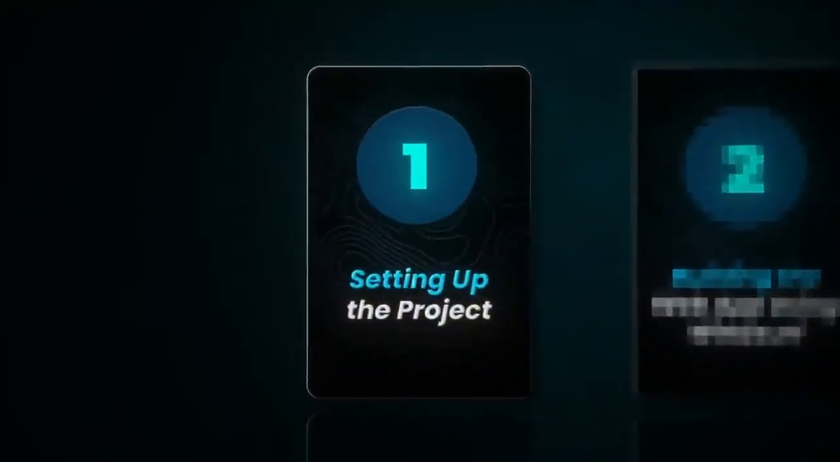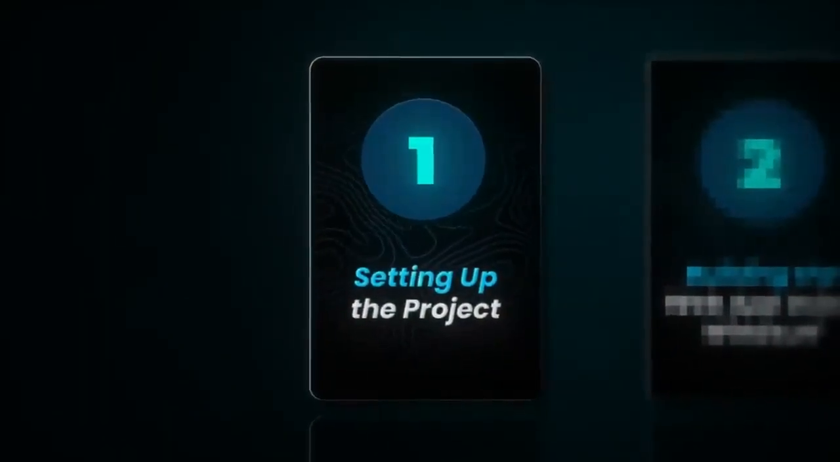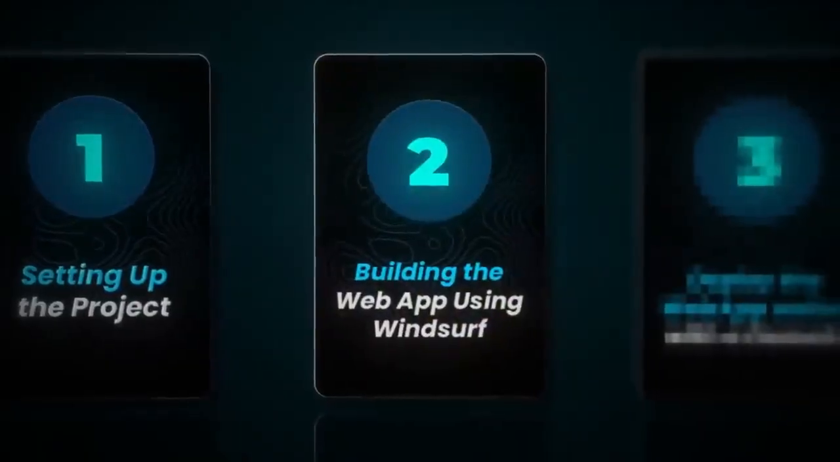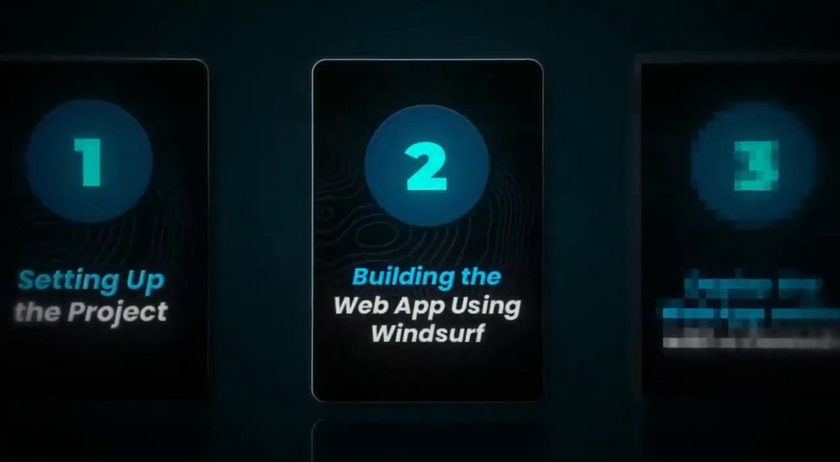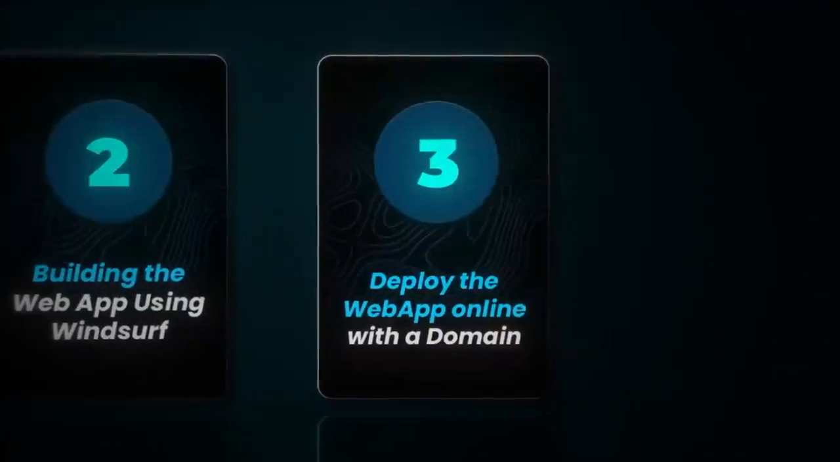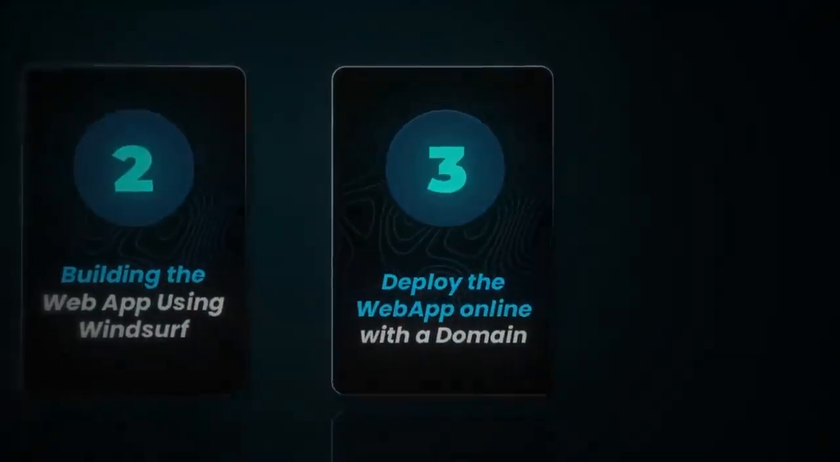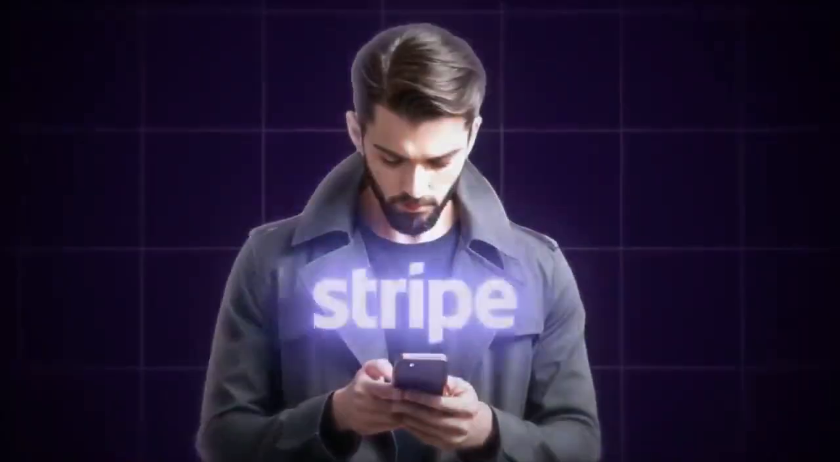Here is how we'll break the video down. In step 1, we are setting up the project with a free AI tool I've made. In step 2, we will build the web app using Windsurf since it's cheaper and way easier to use than Cursor. And finally, in step 3, we will deploy the web app online with a domain. And later in the video, I will show you how to set up Stripe for accepting payments. This is the only tutorial you'll ever need, so let's dive in.